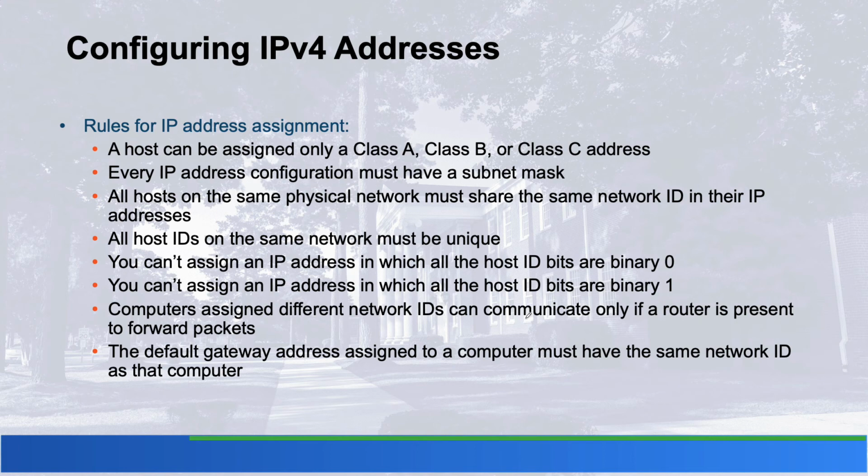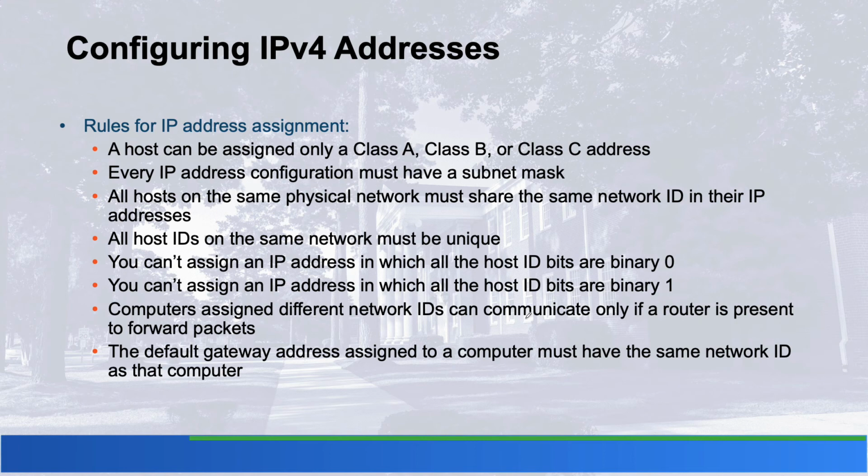All right, so here's a summary of these IPv4 addresses. A host can be assigned only a Class A, Class B, or Class C address. Remember, we cannot use D or E. Every IP address configuration must have a subnet mask. You have to put a subnet mask with it so that it can figure out which network it's on. All hosts on the same physical network that's cabled together or on a wireless network must share the same network ID in their IP address. All host IDs on the same network must be unique. You can never have two IP addresses that are the same that are able to see one another.